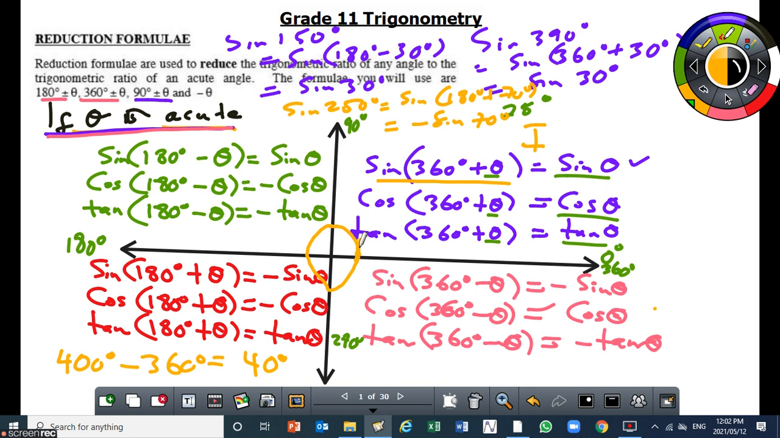Put this in your calculator. Sine 400, memorize the answer, and sine 40 degrees. And I showed you how to get this 40. You subtract 360 degrees from 400 and you get 40. These two are the same, they'll give you the same answer. Sine 400 is equivalent to sine 40.